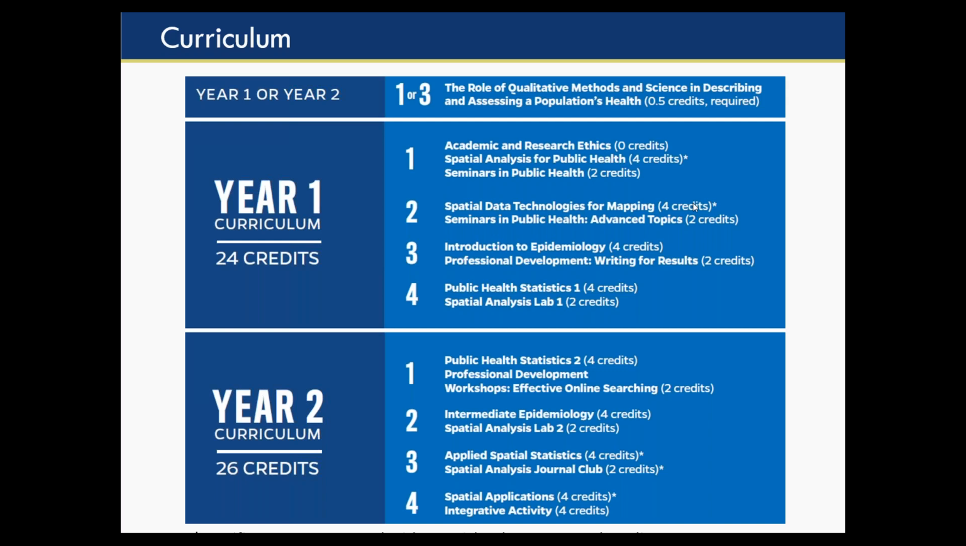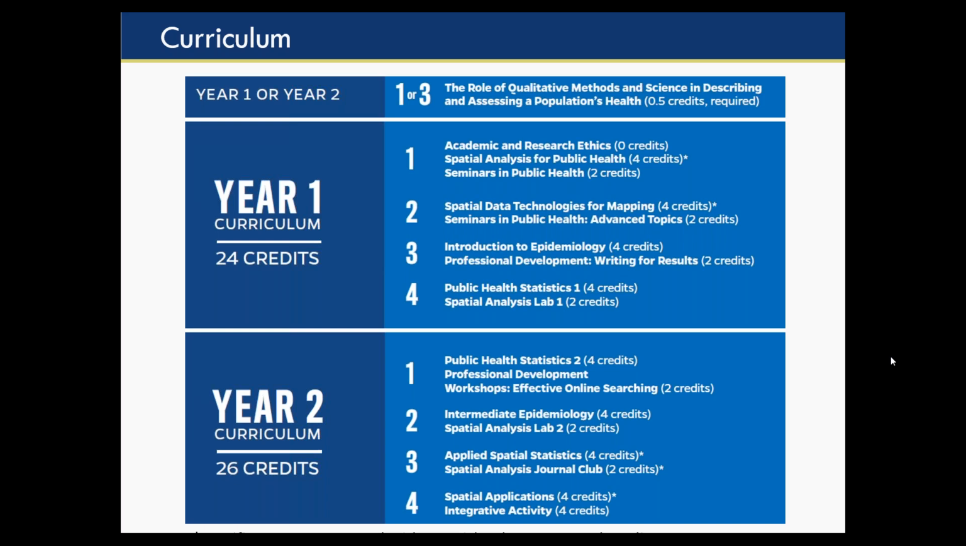So here's what the curriculum looks like. You can see year 1 and year 2, and then in each year you have 4 terms, 4 8-week terms. Now I'm not going to talk about all the courses on there. I'm just going to highlight some of the bigger ones. So in term 1 you've got spatial analysis for public health, that 4-credit class. That is going to be teaching you the GIS software, which right now is ArcGIS Pro. Esri is the company that makes ArcGIS Pro, and that's probably the most popular software out there.